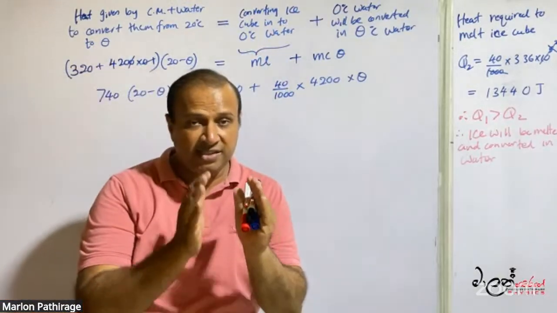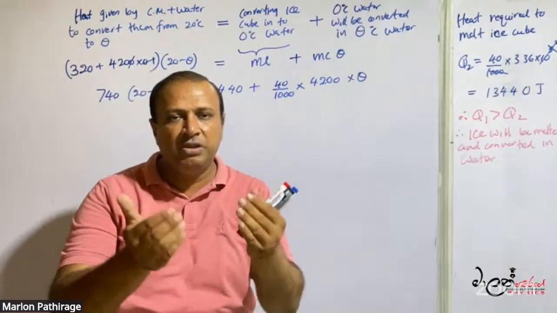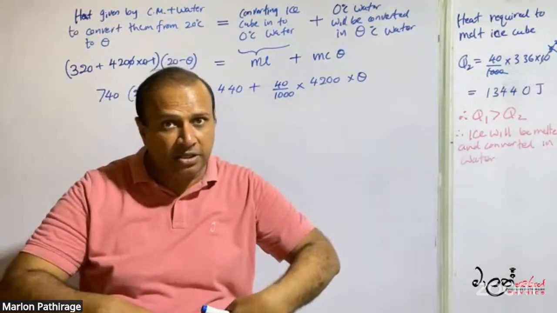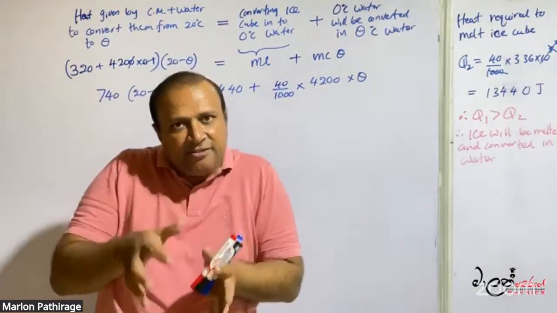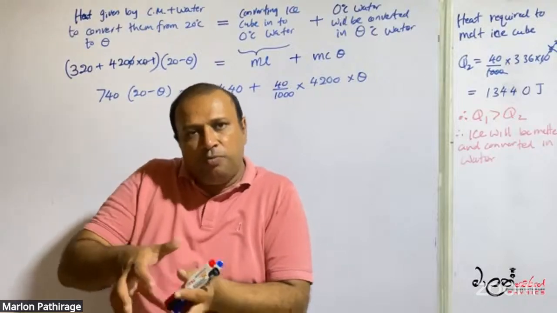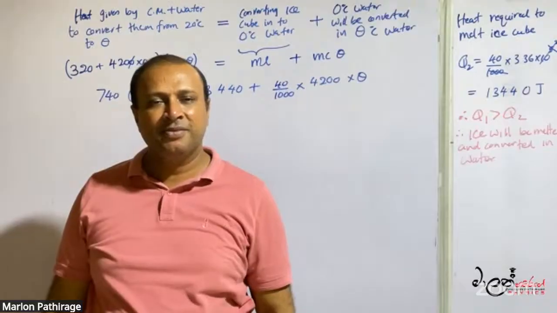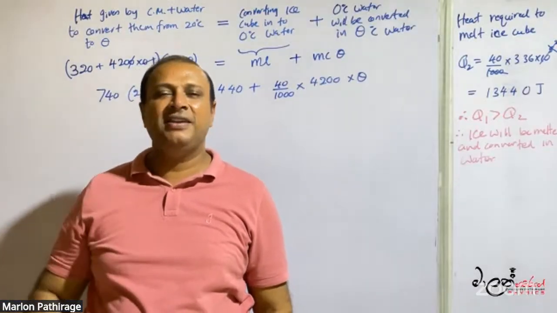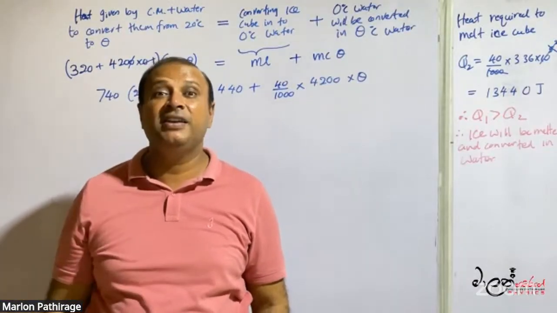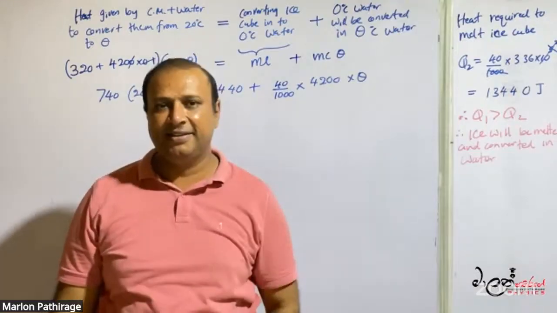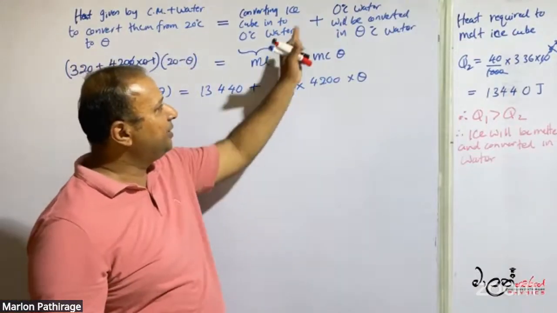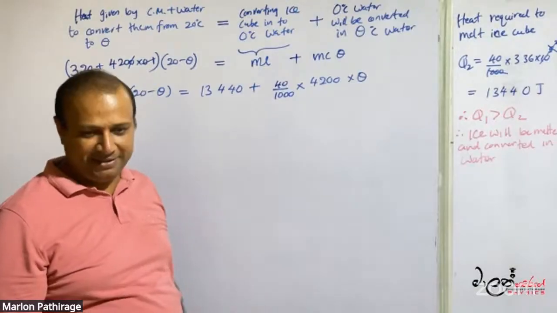0 Celsius ice should be converted into 0 Celsius water. Then that water should be converted into water at the final temperature. Is that clear?